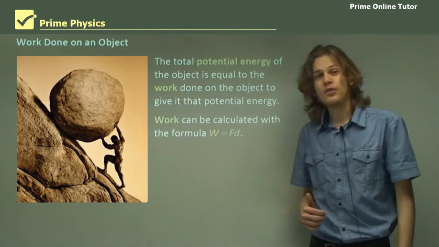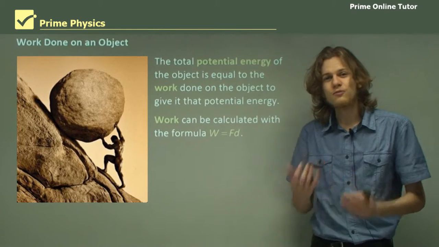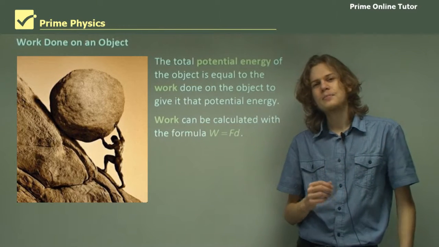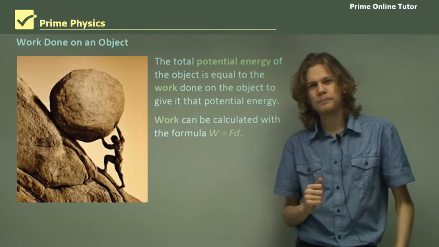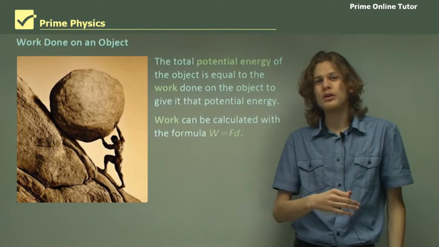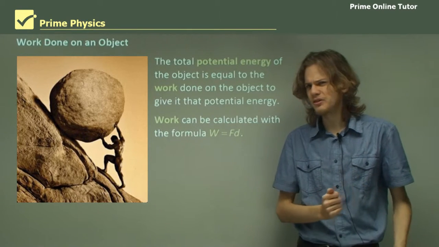Work can be calculated with this formula. Work equals force times distance. That means that if we lift something up higher, or if we push something for longer, it will gain more potential energy than if we don't push it as far. And if we have to push it harder to get it there, it means that there will be more energy done actually moving it to that position. Make sense?